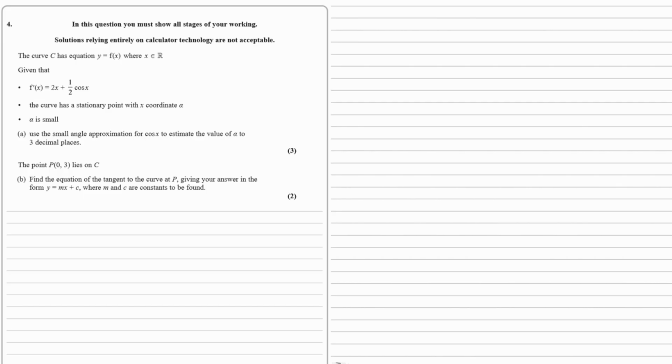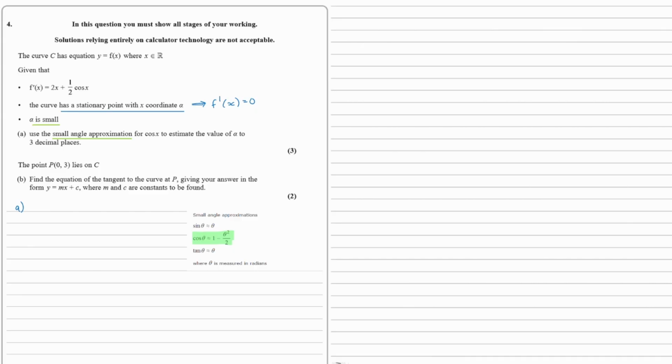Because the question has said that alpha is small and that we need to use the small angle approximation, we will look for the small angle approximation, which is given in the formula booklet, and the one that we will be using is the one for cosine theta. The other piece of information that's been given is that the curve has a stationary point with x coordinate alpha, which means that the differential of x at this point would be equal to 0.